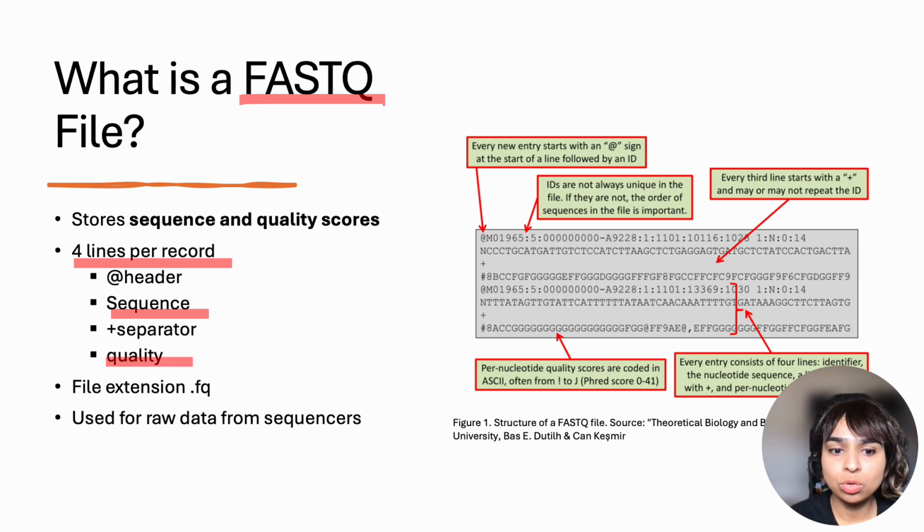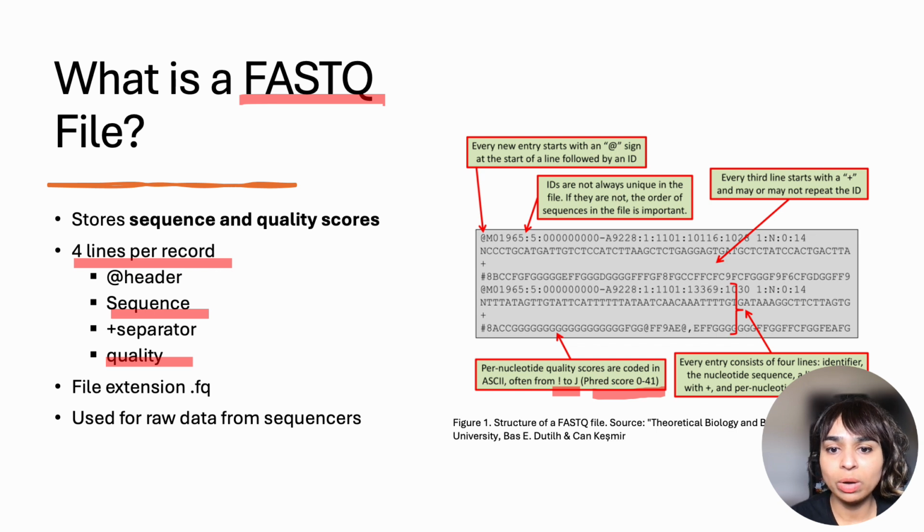Now each quality score, or each character in this line, represents a Phred quality score, which I will discuss in our next slide. And it is encoded using ASCII, which is American Standard Code for Information Interchange. And they range from symbols like exclamation mark to J, which corresponds to Phred score 0 to 41. Again, we'll talk about it in our next slide.